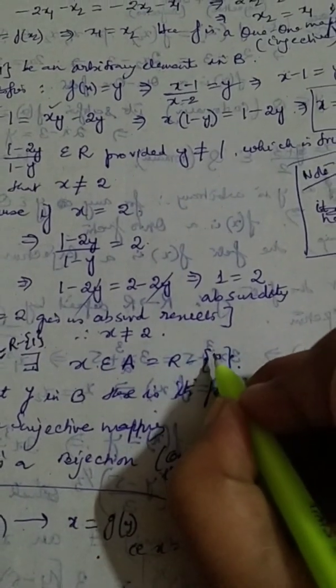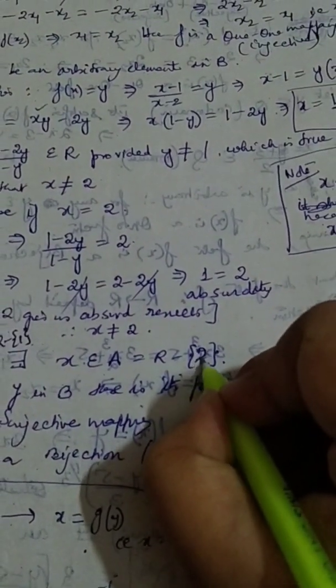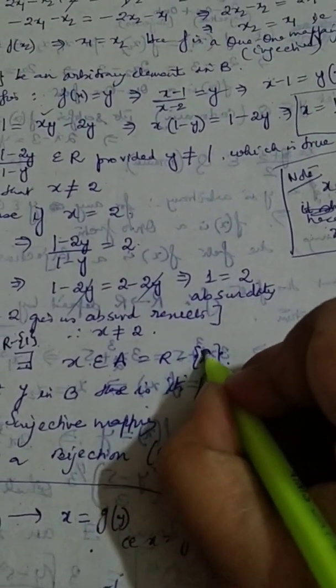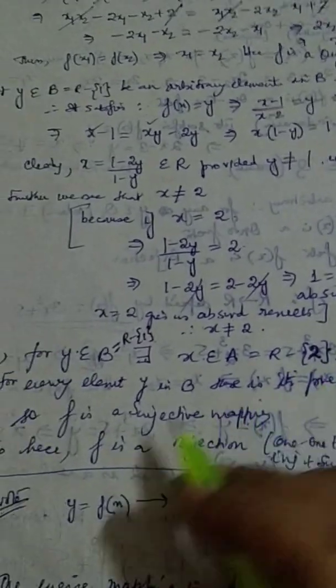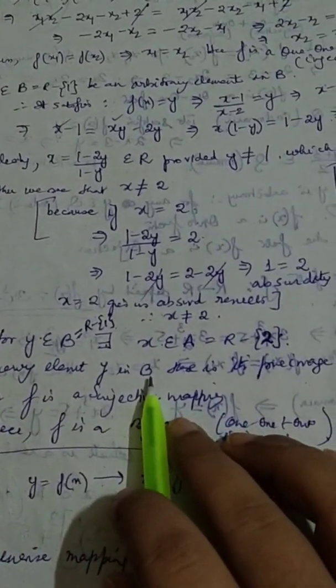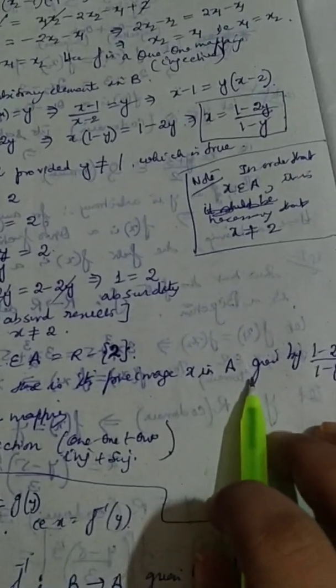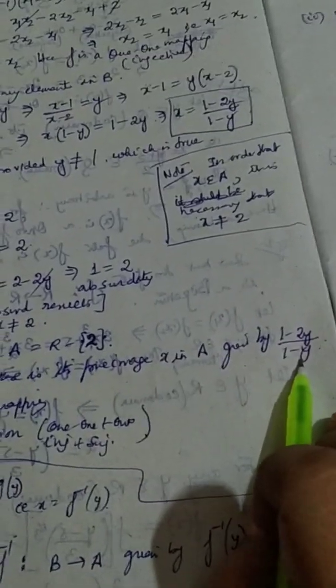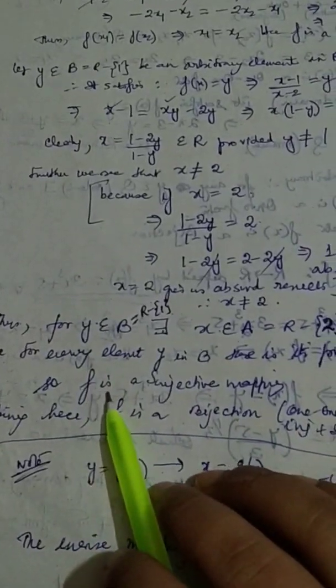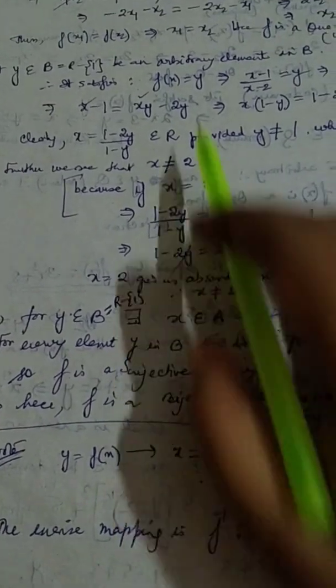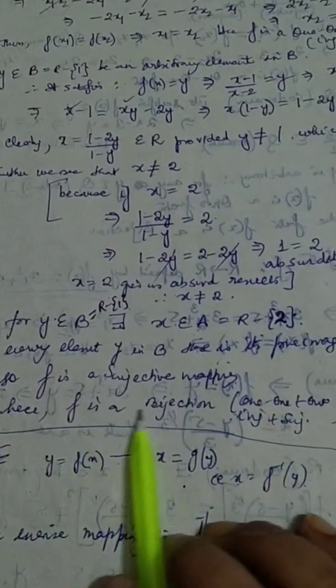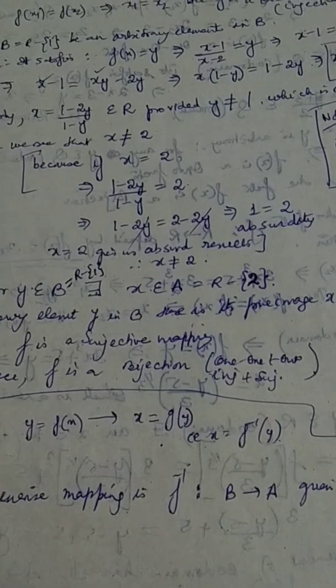So definitely this is not clear, I think. R minus 2. So definitely every element of y in B has a preimage in A, which is given by this. So I can say that F is a surjective mapping. So combining these two results, I have F is a bijection.